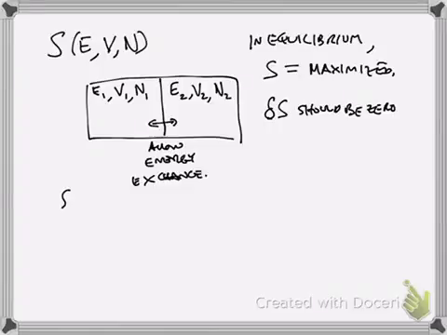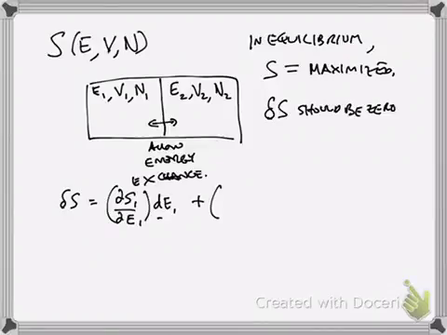Any change in entropy from the energy exchange process is going to look like partial S of system 1, partial energy of system 1, dE1. This is the energy change in system 1 due to the transfer of energy into system 1. The total entropy change also has the contribution from system 2: partial S2, partial E2, dE2.